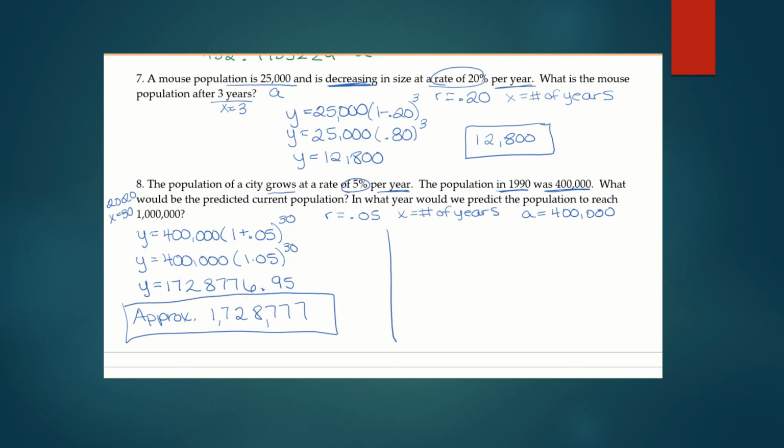Okay, so now let's go on to the second part of this question. In what year would we predict the population to reach 1 million people? So remember, this is an output value. So 1 million is technically a Y value. And it asks us, in what year? Now, what represents number of years? X does. So we're actually going to be looking for an X value.